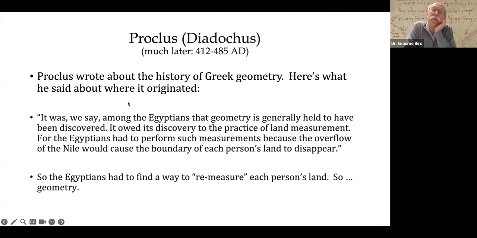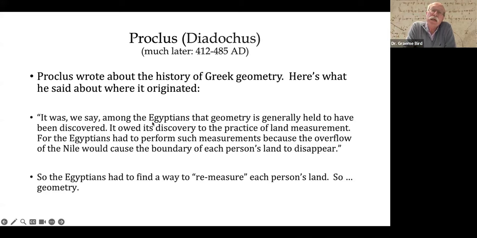Now, one other Greek. My next handful of slides will have a bit of text, and we won't read all of it, but I'll point out the high points. So Proclus, now he's in the AD era, so he's hundreds of years later, and he's trying to write about where Greek geometry came from. And when you're writing hundreds of years after the fact, how do you even know? So we take it with a grain of salt.